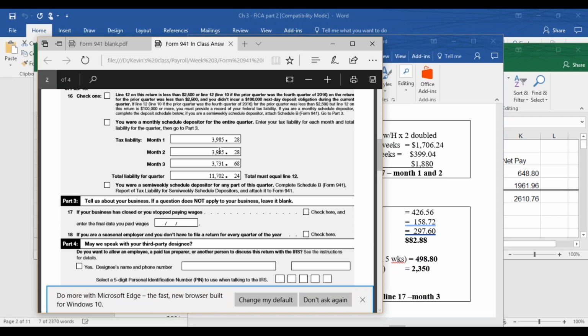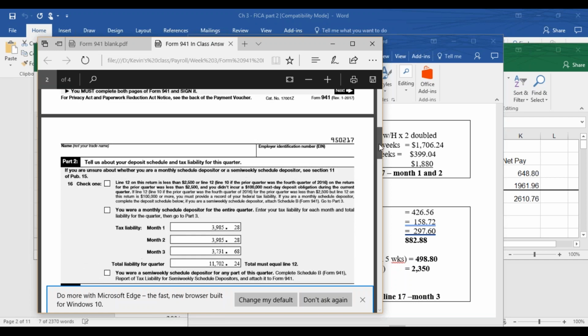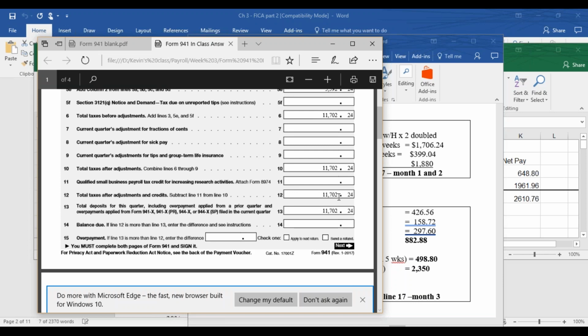Now we can just add up these 3 months, and look what that number comes up to when you add them up. 11,702, which is exactly what it should have been, 11,702. That's how you'll know that you have done the payroll register, the Form 941 correctly, which means you would have done the payroll register correct as well.